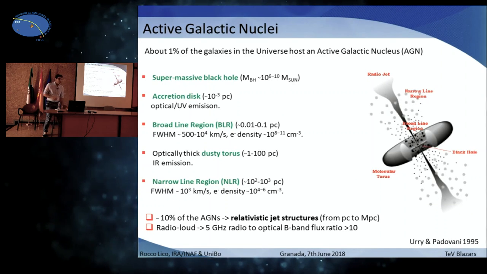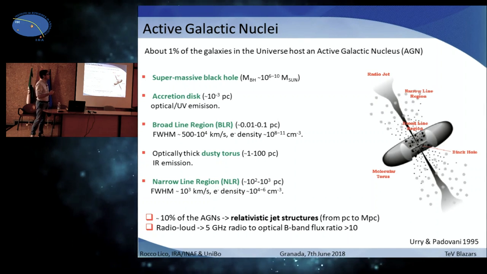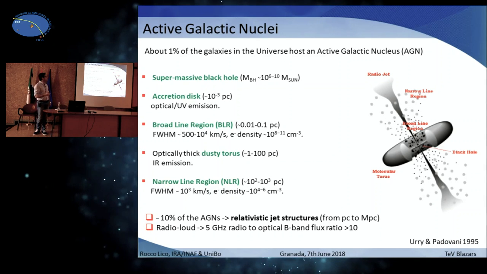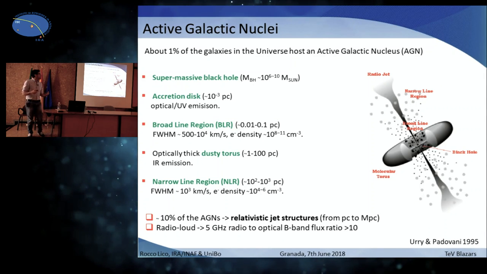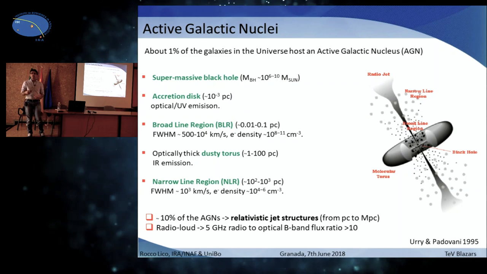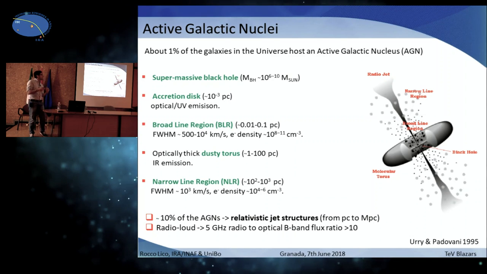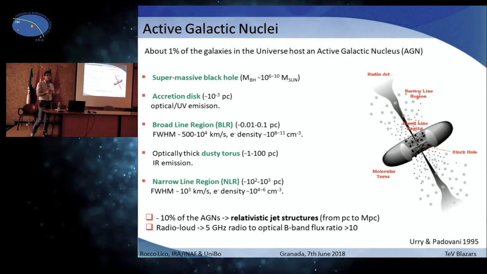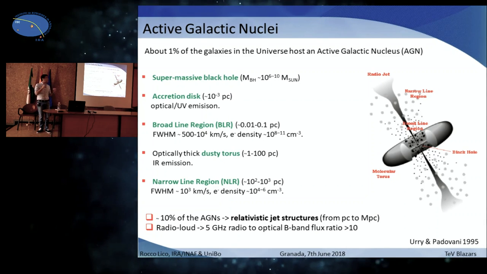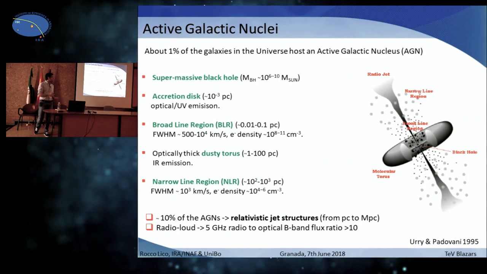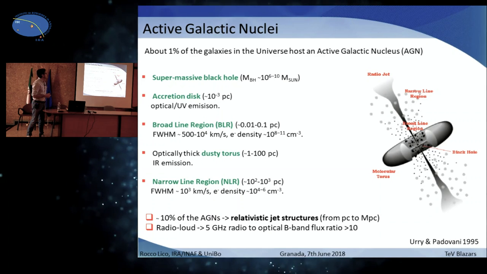Okay, this is a one slide introduction to AGNs, just for those people who are not familiar with such sources. Let me say that AGNs represent a tiny fraction of galaxies in the universe. So roughly 1% of galaxies in the universe are active galaxies, in the sense that they host an active galactic nucleus, which represents the central region of such galaxies, and has a luminosity which is much higher than the luminosity of the hosting galaxy itself. The basic properties of AGNs are these, so the basic ingredients.